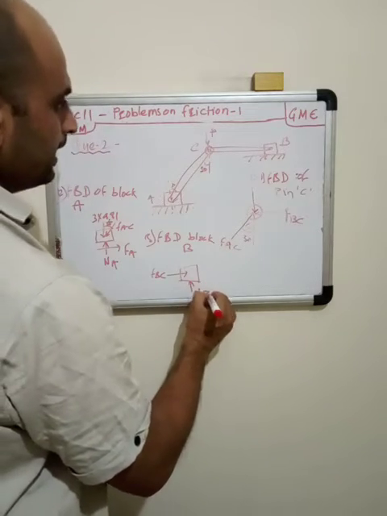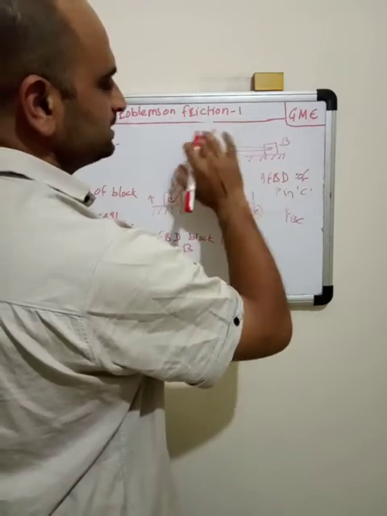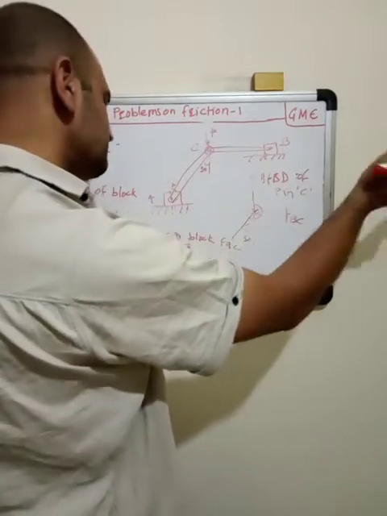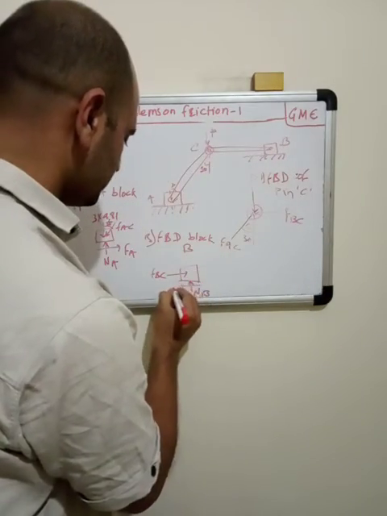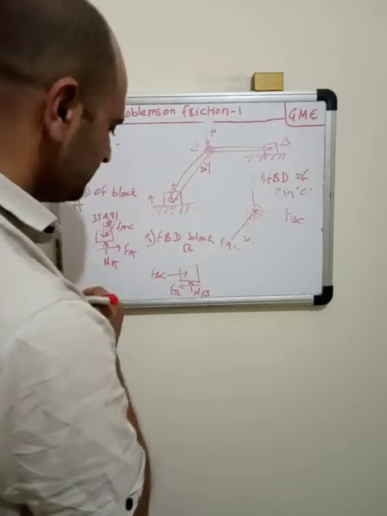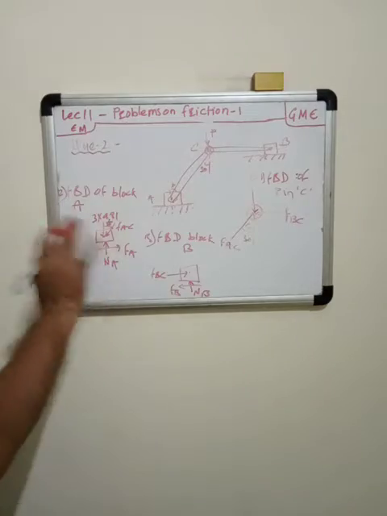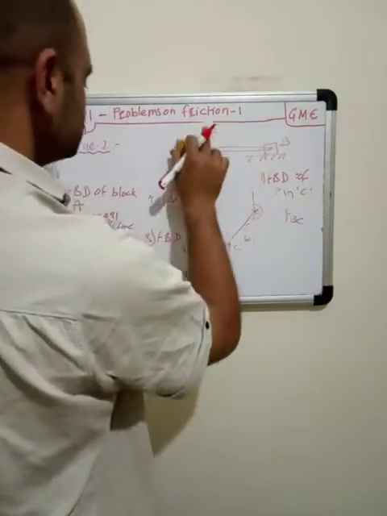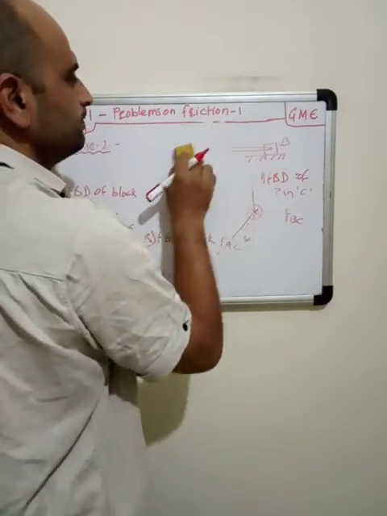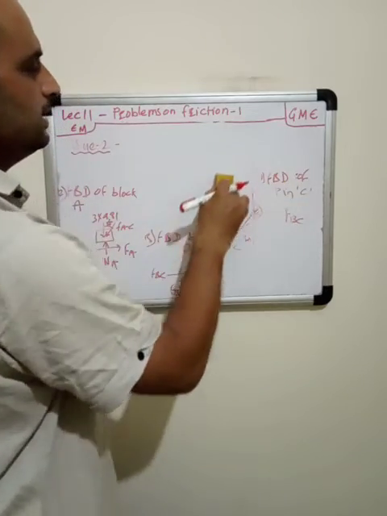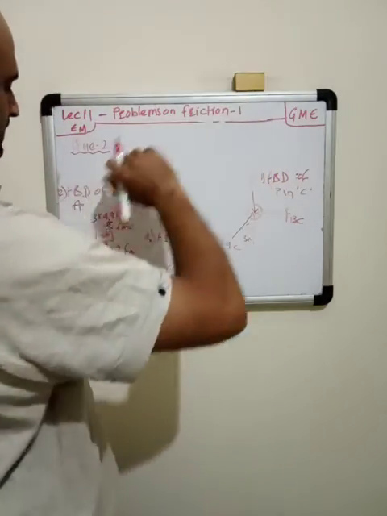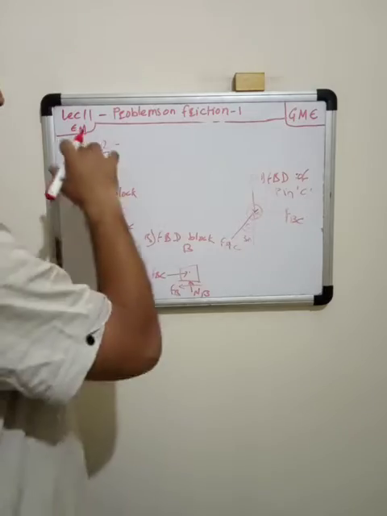NB. And if this tries to move in this direction, then we have to take a friction in this direction over here, okay? FB, like this. Okay, now all three forces are drawn. That is the first step of this problem solving question, and it is over.